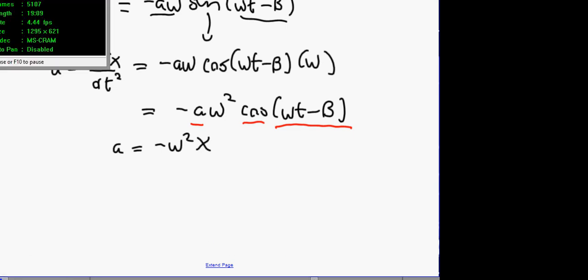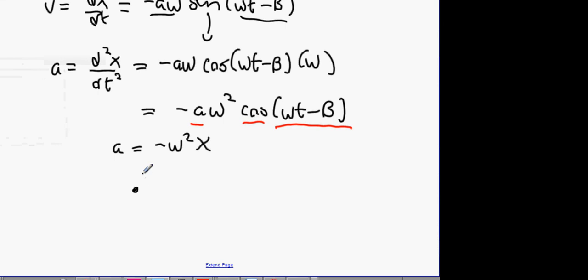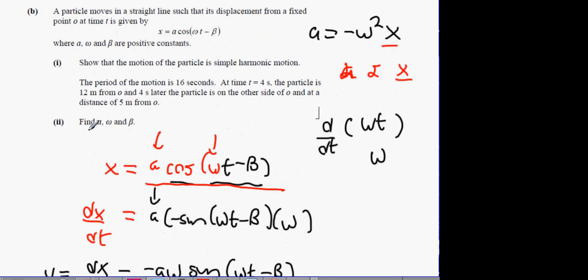Okay, 2004 B part 2. Find A, omega and B. Now, we're given information. The period of the motion is 16 seconds. At a time t equals 4 seconds, the particle is distance 12 from O. And 4 seconds later, the particle is on the other side of O at a distance 5 meters from O. Find A, omega and B. Okay, so the previous question doesn't really matter now.